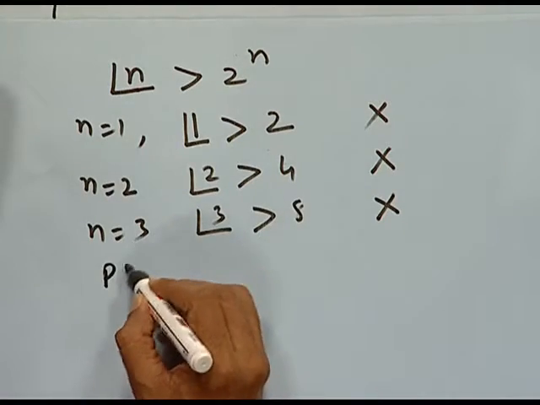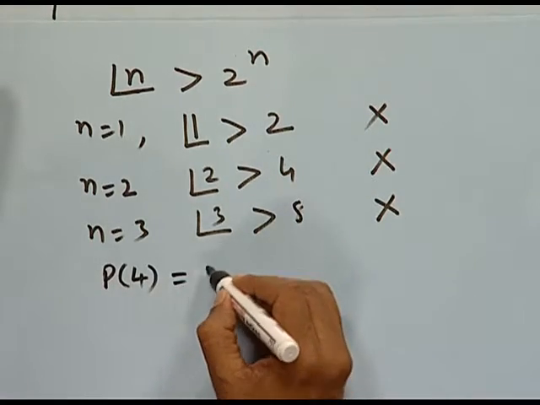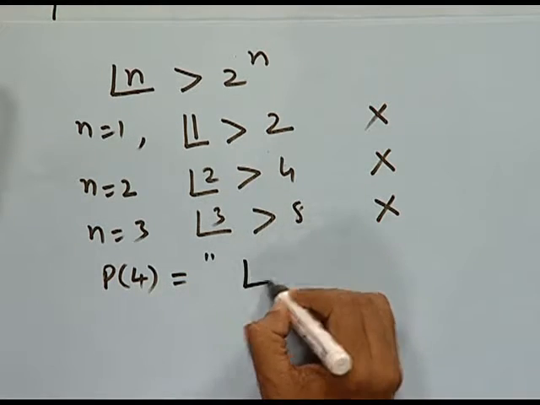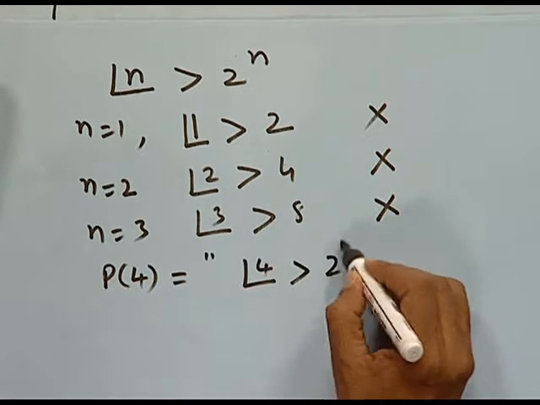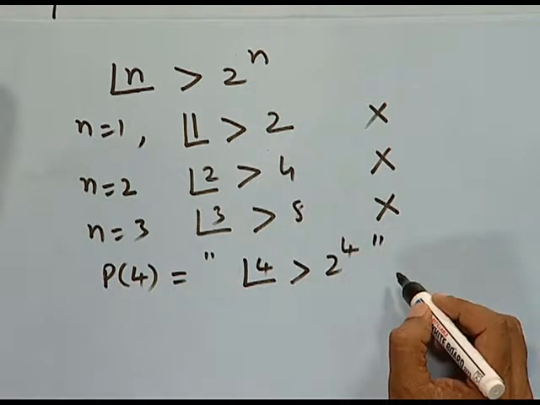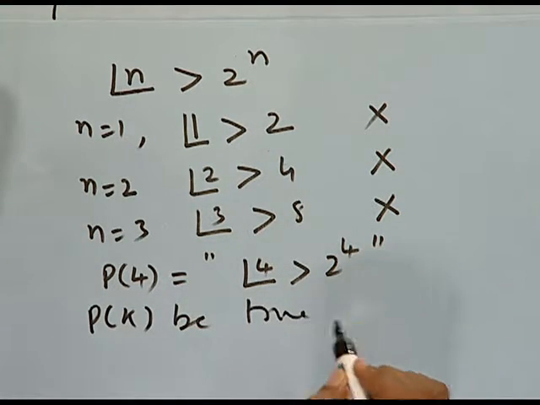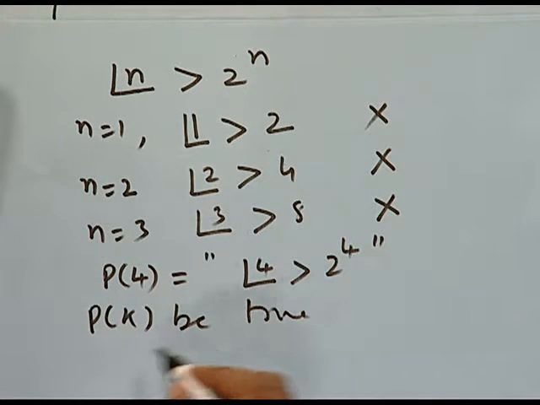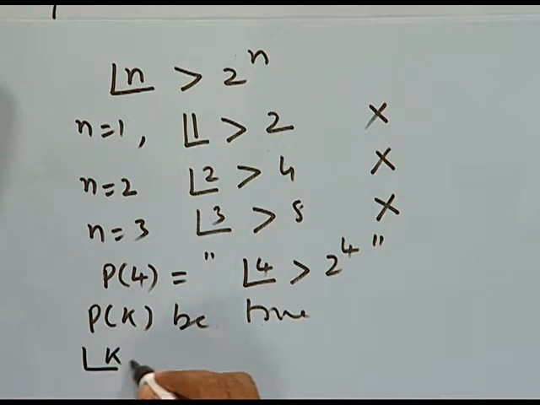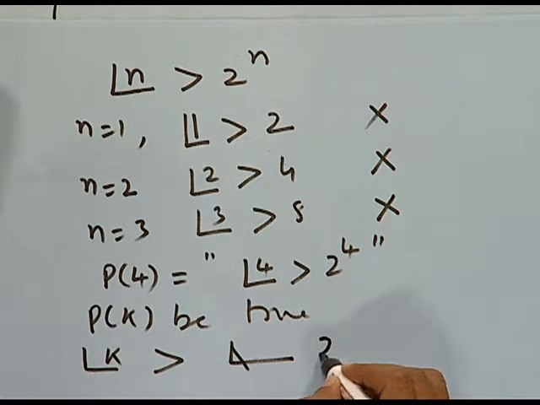So, we first find P 4, that equals factorial 4 more than 2 raised to power 4. Of course, factorial 4 is 24 and 2 power 4 is 16. So, the result is correct. So, P 4 is verified. Thereafter, we go for P k. So, let P k be true. This means factorial k is more than 2 raised to power k.